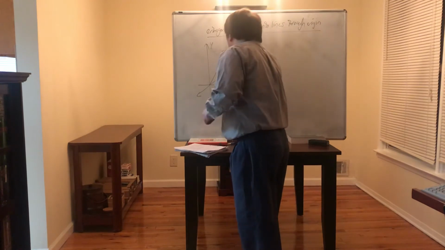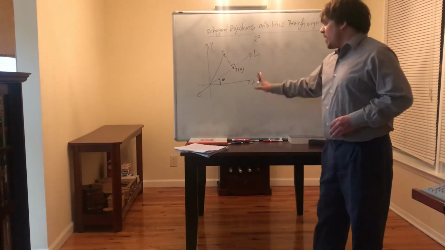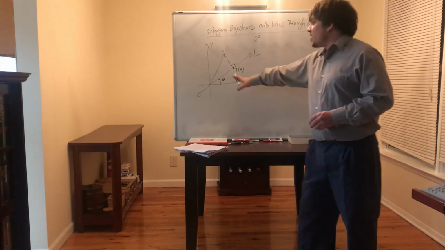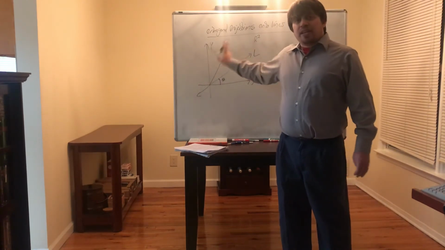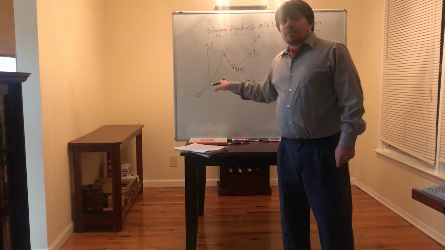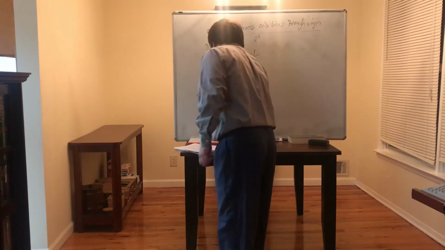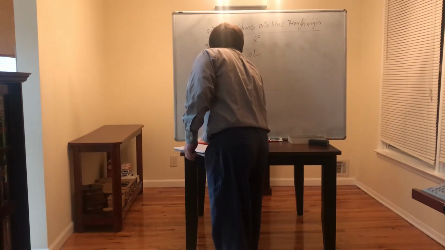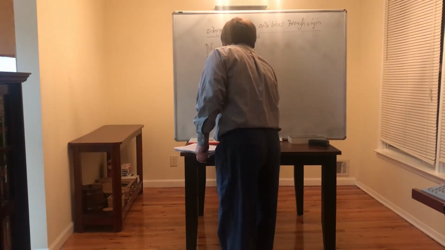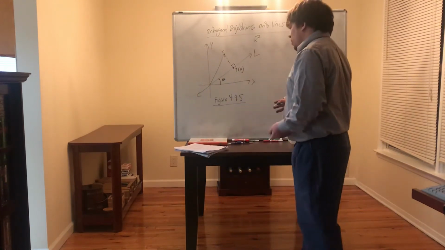Okay, and let's point out that theta represents the angle that the line L makes with the x-axis, right? Theta has nothing to do with the vector x. Theta is the angle that the line makes with the x-axis. Okay, and so this is figure 4.9.5 in the book.